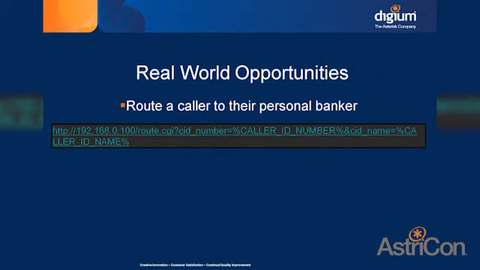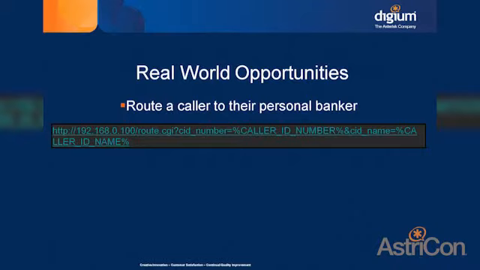So let me just show you what it looks like to route people to their personal banker. I think these got out of order. That's okay. What you're looking at here is just a sample URL of what you should be sending to your web server. So your web server 192.168.0.100, you've got a little CGI there called route. You're passing the CID number, which would be the caller ID number. My little % all caps caller ID number variable is going to get swapped right into that spot, and then it's also going to send the caller ID name. So these are call values that are coming from Switchvox.